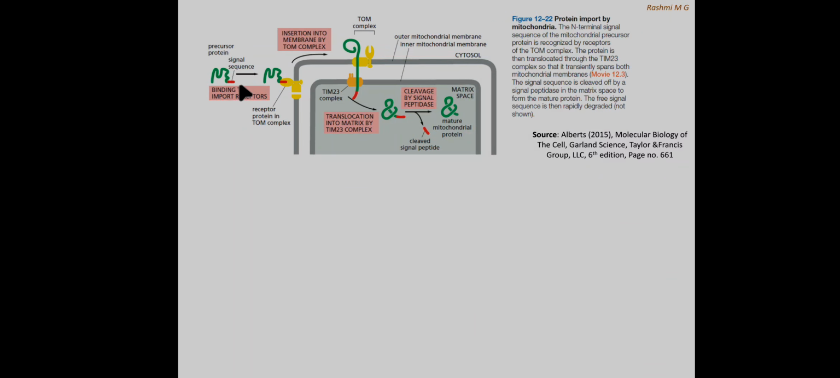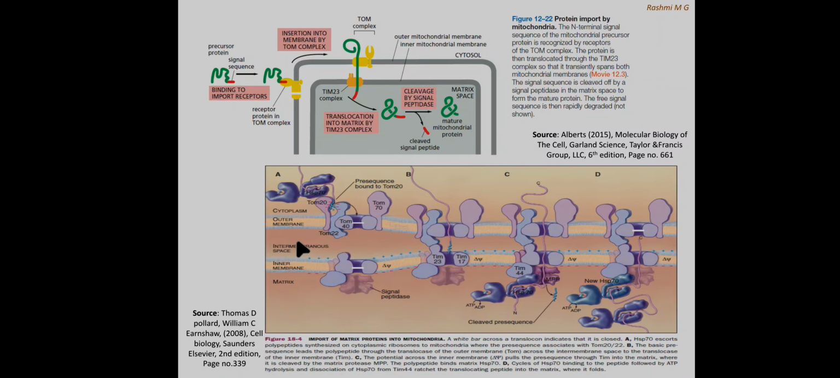See, this is the image. The precursor protein has a signal sequence. It binds to the import receptor, that is TOM, the receptor protein in the TOM complex, and is inserted into the membrane by the TOM complex. Then it gets into the TIM23 complex, and it helps in translocation into the matrix by the TIM23 complex. There is cleavage by the signal peptidase. It is cleaved and proper folding is ensured. The mature mitochondrial protein will be inside. So this is the complete image.